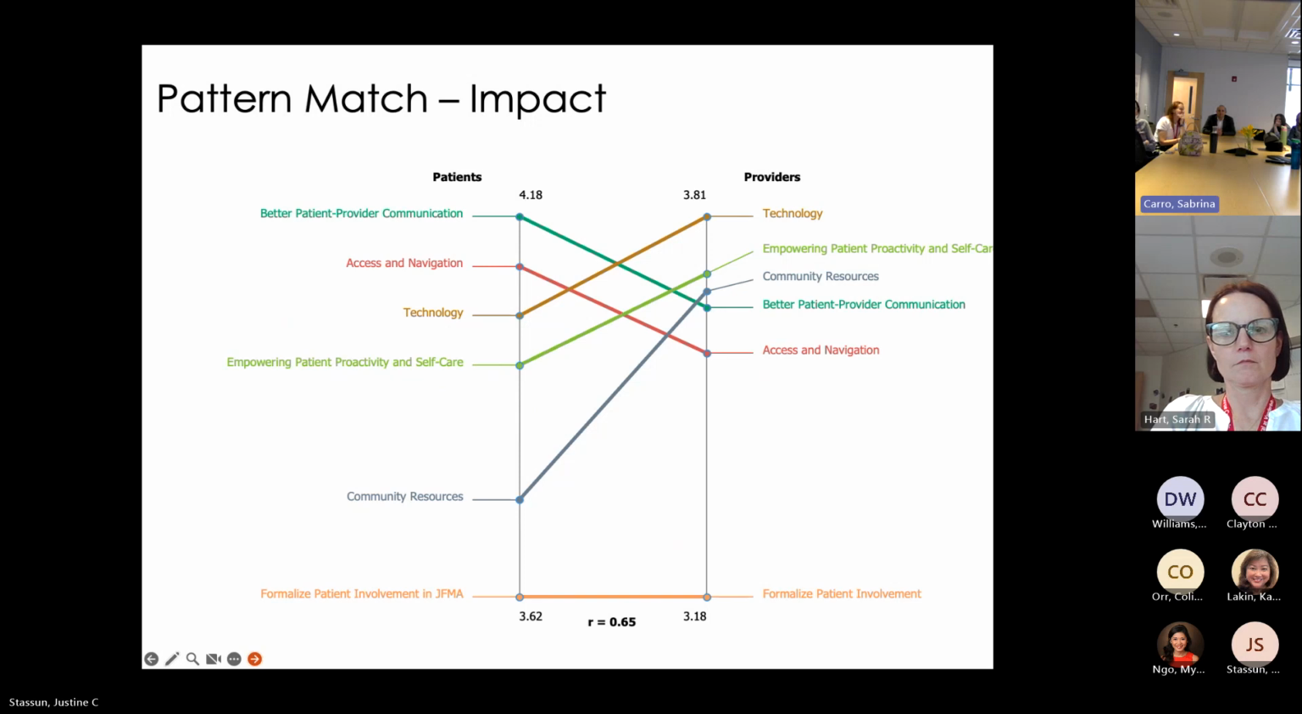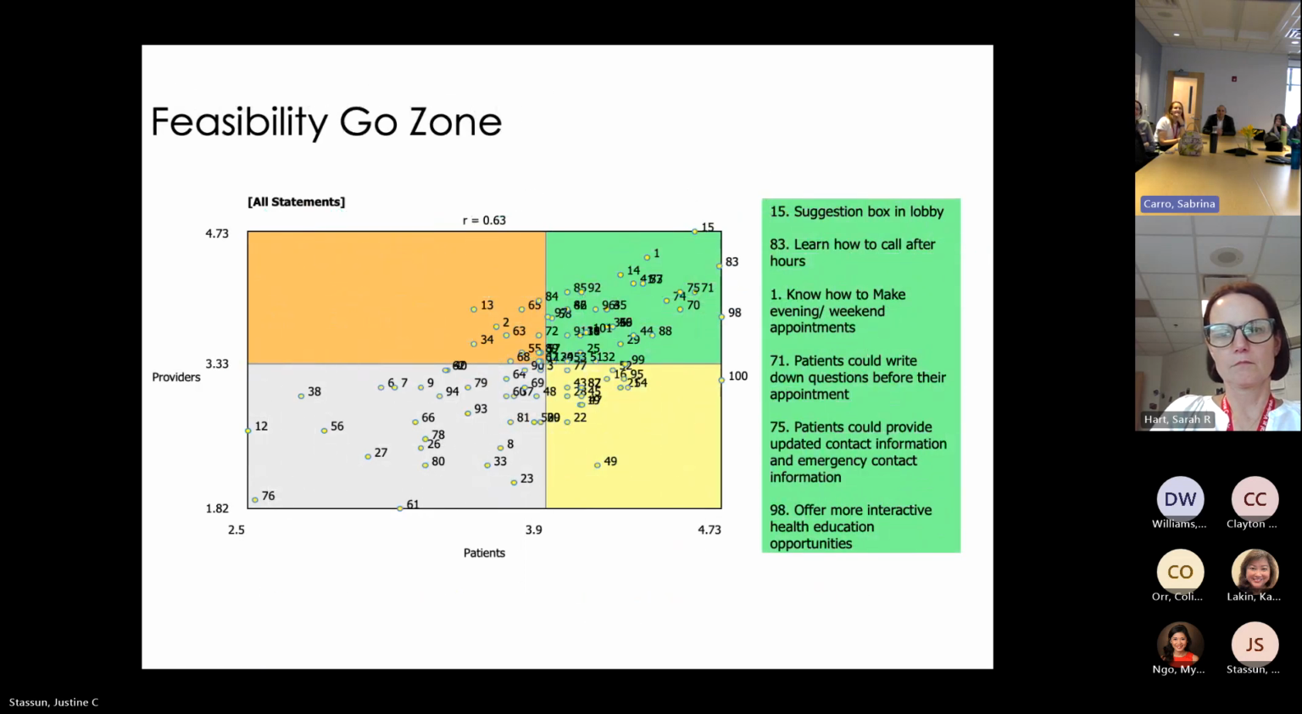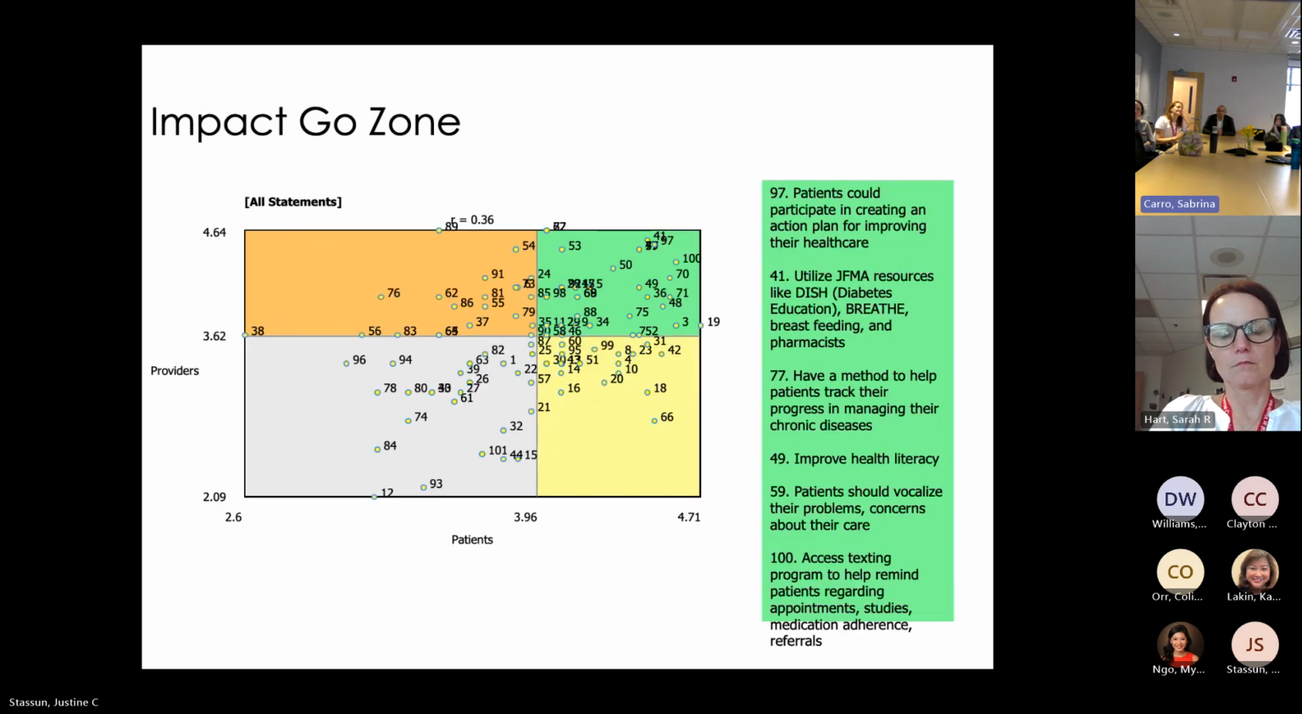Right. And then one more, you can visualize these things in what are called go zone diagrams, where you can see the things that the patients and providers all agreed were feasible. This is a patient versus provider. If you go to the next one, I think it's an impact go zone. What I don't have shown here is the impact and feasibility go zone, because there's a quadrant that shows what people rated as most impactful and most feasible. The original development of this technique was for this application exactly.